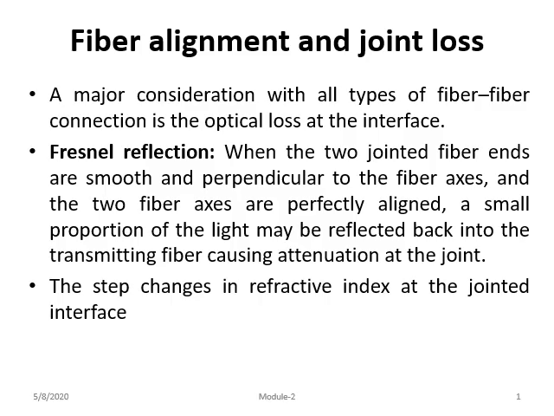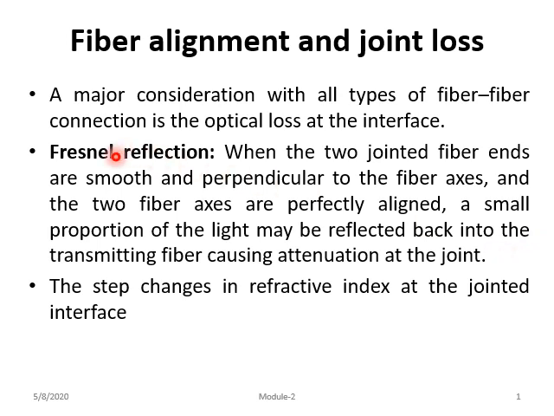Fiber alignment, we can define this fiber alignment condition with the help of the Fresnel reflection condition. A major consideration with all types of fiber to fiber connection is optical loss at the interface. The Fresnel reflection, we can define it as when the two jointed fiber ends are smooth and perpendicular to the fiber axis and the two fiber axes are perfectly aligned, a small proportion of the light may be reflected back into the transmitting fiber, causing attenuation at that particular point.